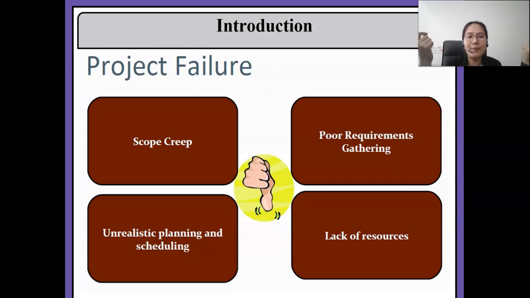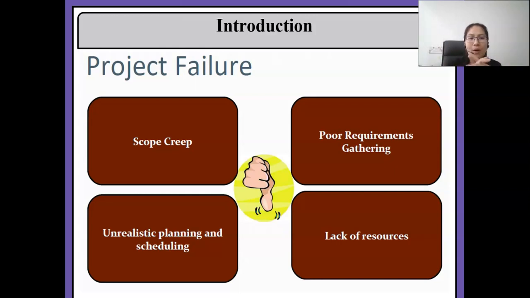Beside that, poor requirement gathering. You don't have full information. You just do whatever you want. And no planning and no scheduling. That means you complete after 1 or 2 years, or the project definitely cannot complete within that time. So that is also considered a problem project.